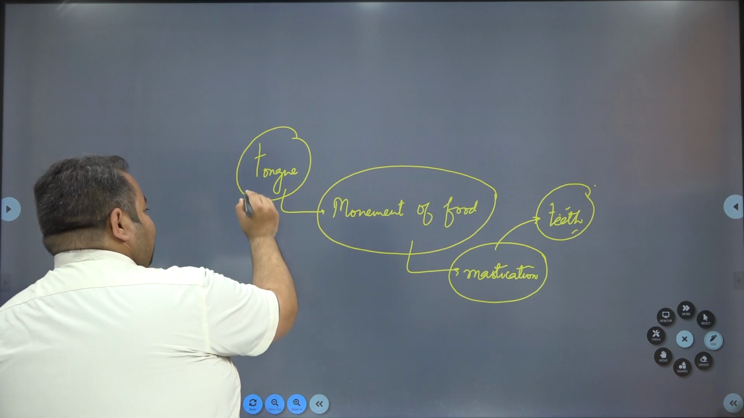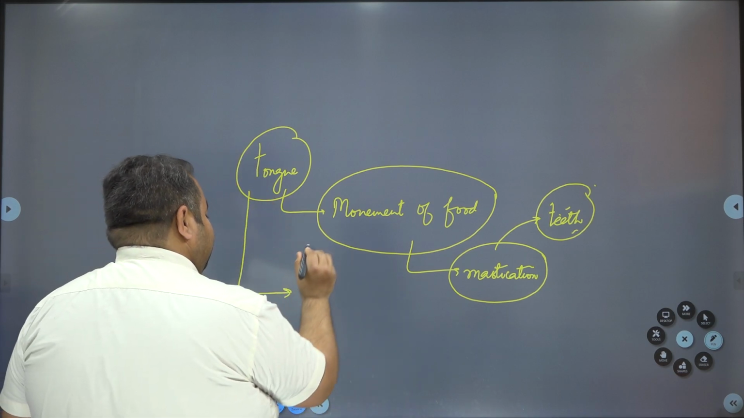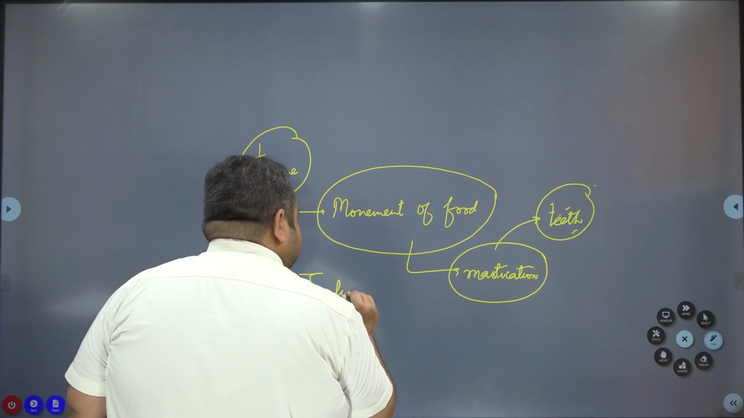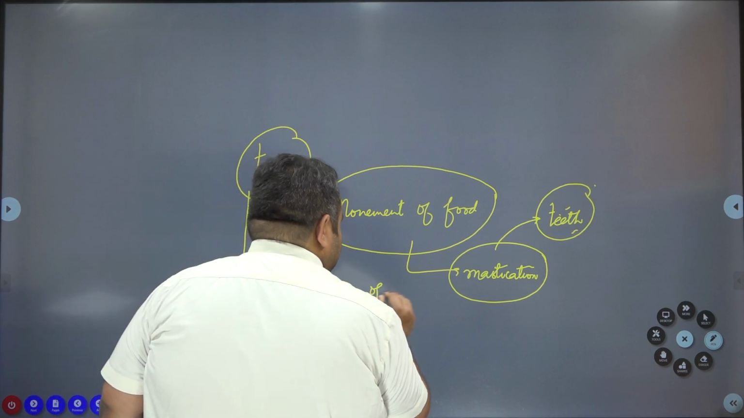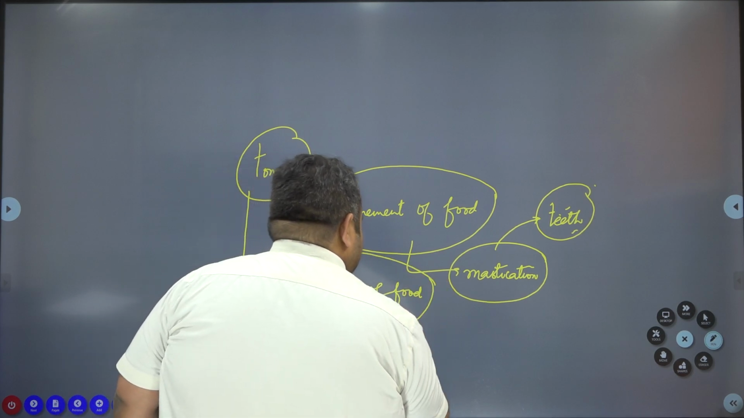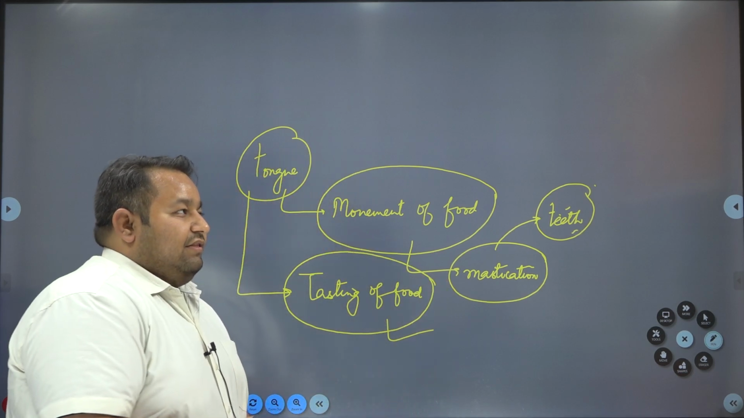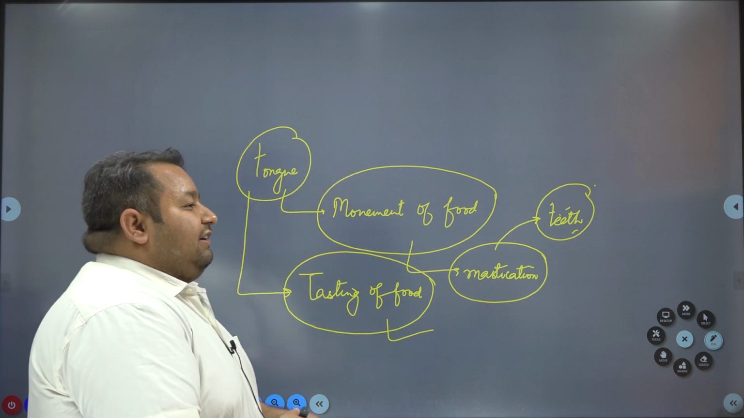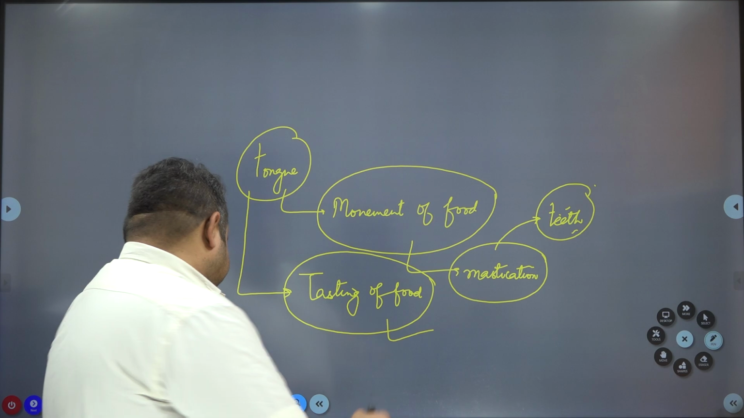Another thing, the taste buds present on the tongue are involved in the process of tasting food. As I told you, the taste buds are sensory in nature. They are a kind of chemoreceptor that justify the taste of the food that we are eating.